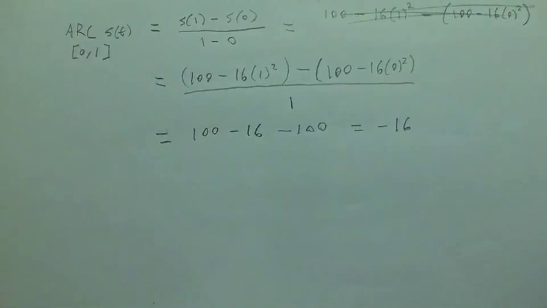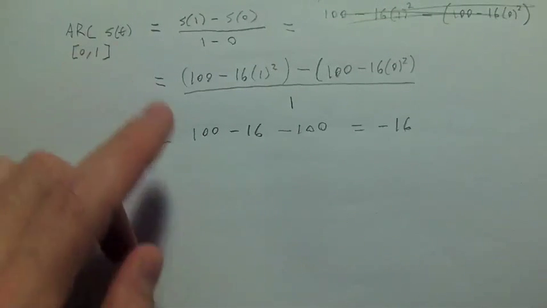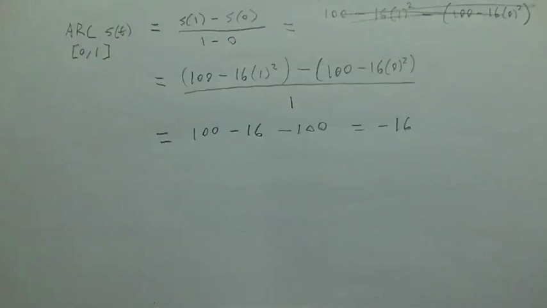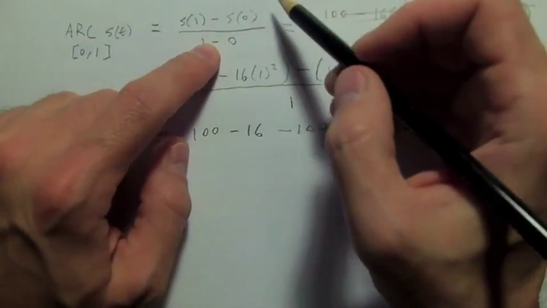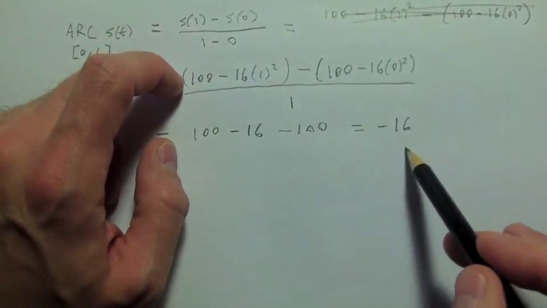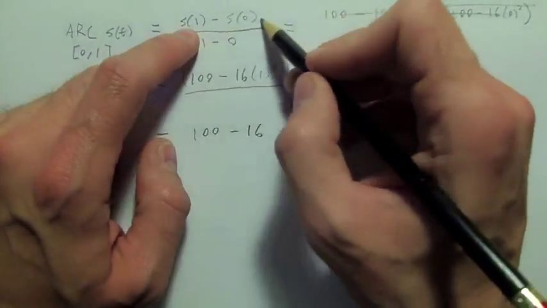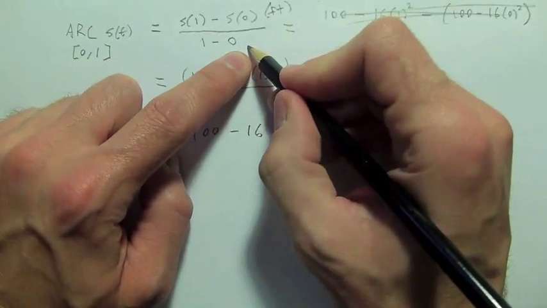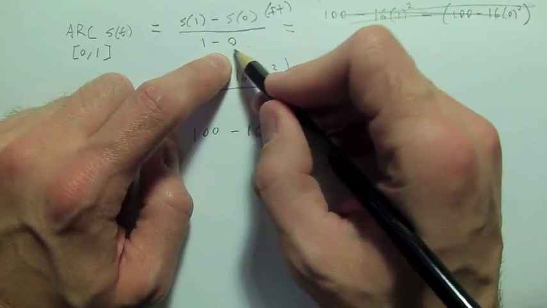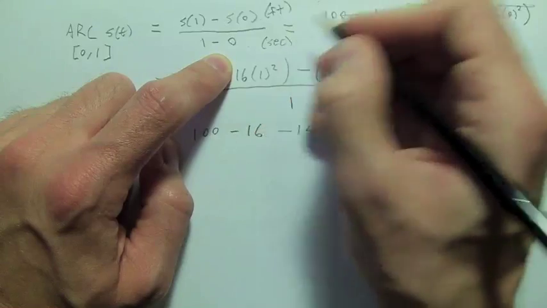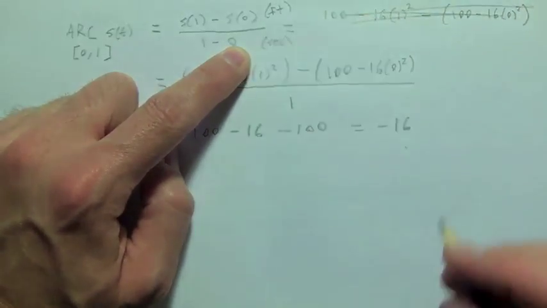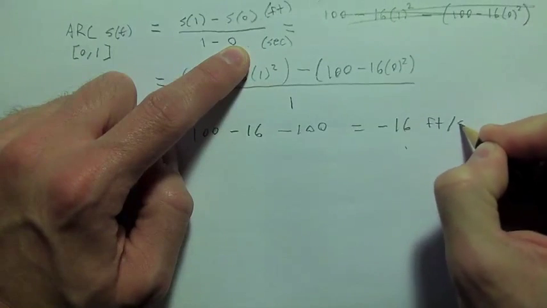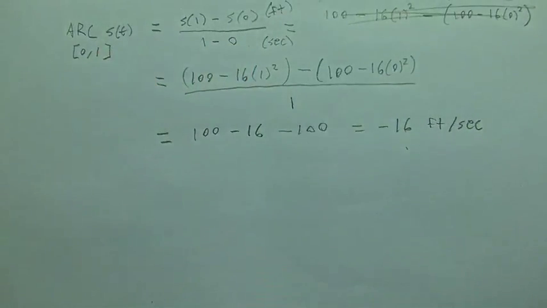Now the question is, negative 16 what? And here's where it's very helpful to know what everything is. If you guessed feet per second, or you knew it was feet per second, very good. But if you ever have trouble interpreting what units this should be in, well, what are the units of s? It's in feet. What are the units of t down here? It's in seconds. We have a fraction, feet per second. That's our units at the end.